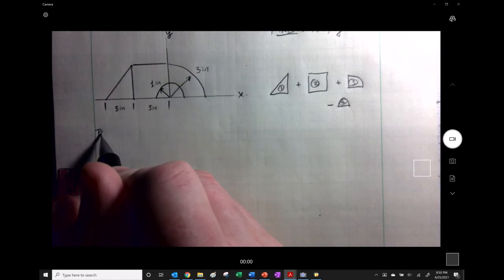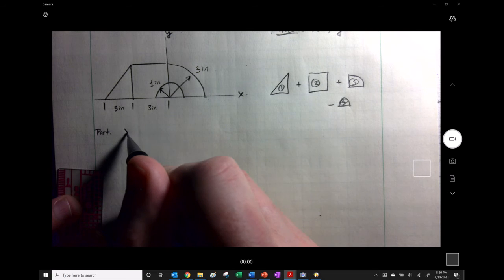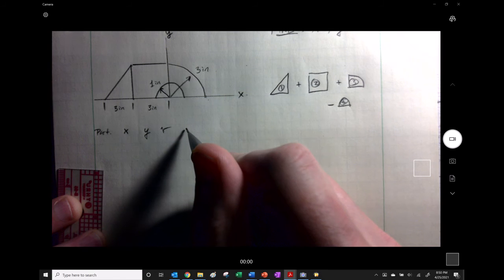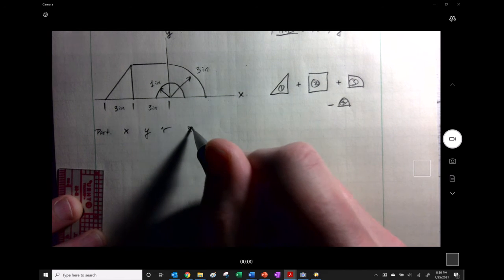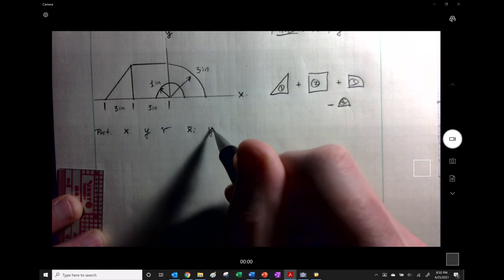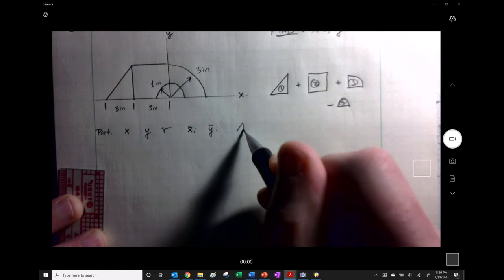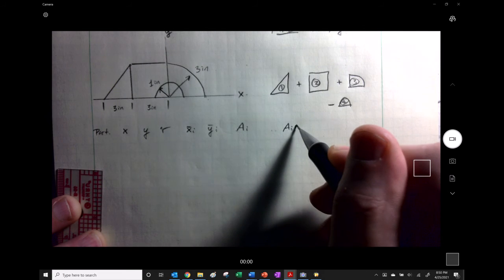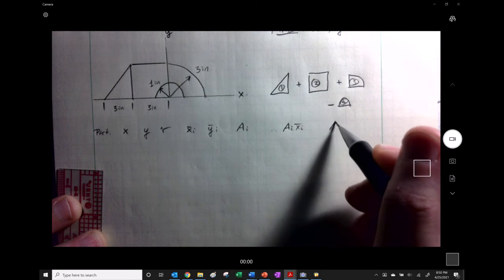And so we go to the table: part, X, Y, R, and I guess X bar i, Y bar i, Ai, and Ai times Xi, Ai times Yi.